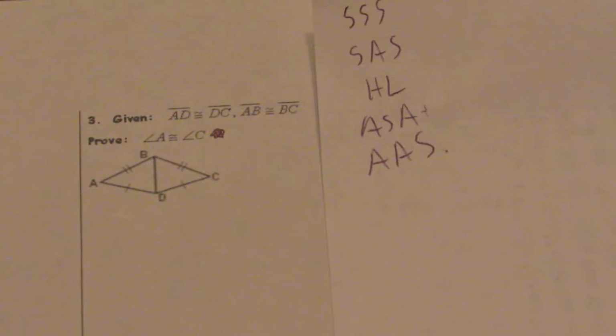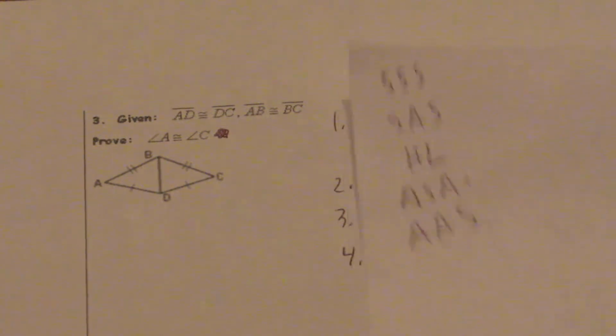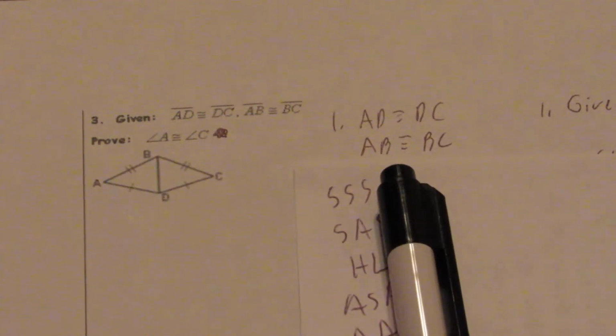Find our picture. All right, so example 3, we're given that AD is congruent to DC and AB is congruent to BC. I want to prove that angle A and angle C are congruent. And then I start with my given. So I have my sides marked.